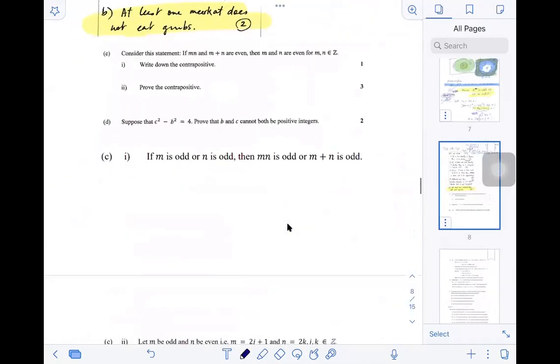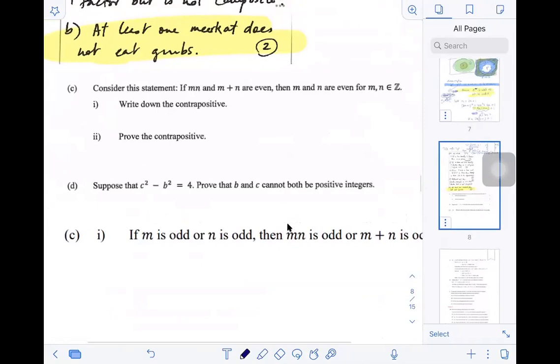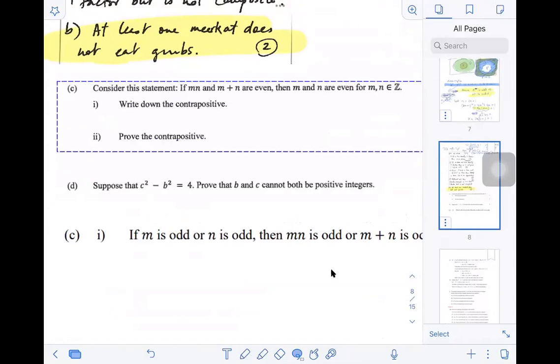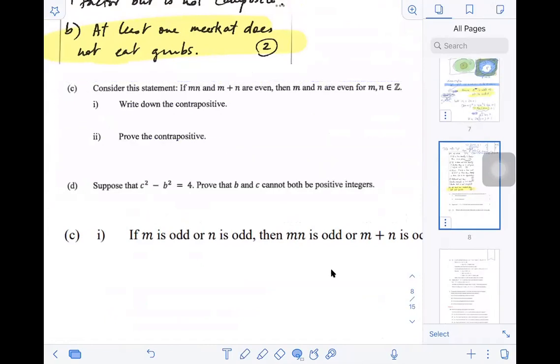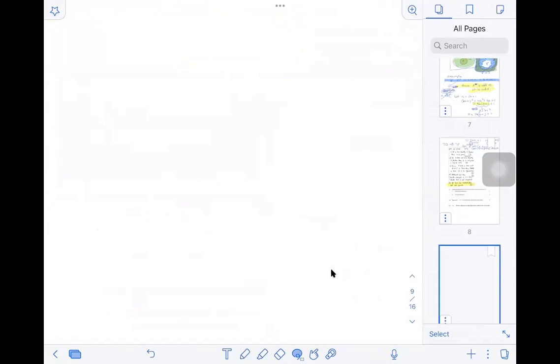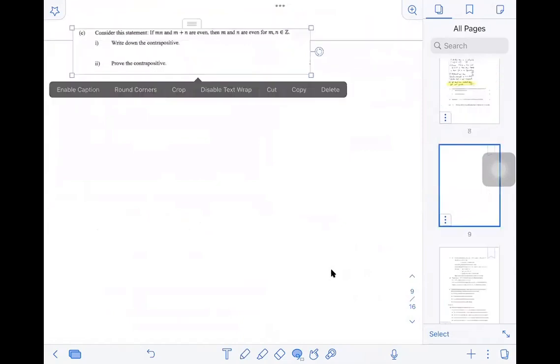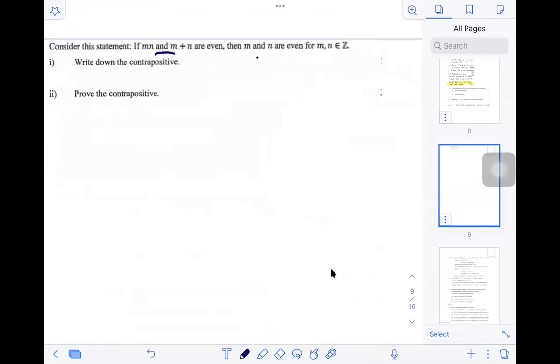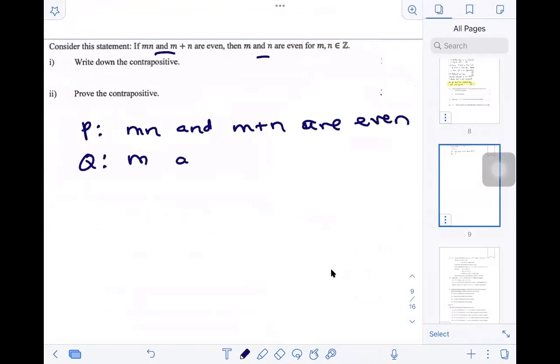So where are we at? This one here is a little bit tricky because we have a few things happening here and it's got an or and an and in it. So when you negate these statements, the ors have to go to ands and the ands will go to ors. Now this has two ands, so you've got two different things. So let's just go P is m and m plus n are even, and Q is m and n are even.